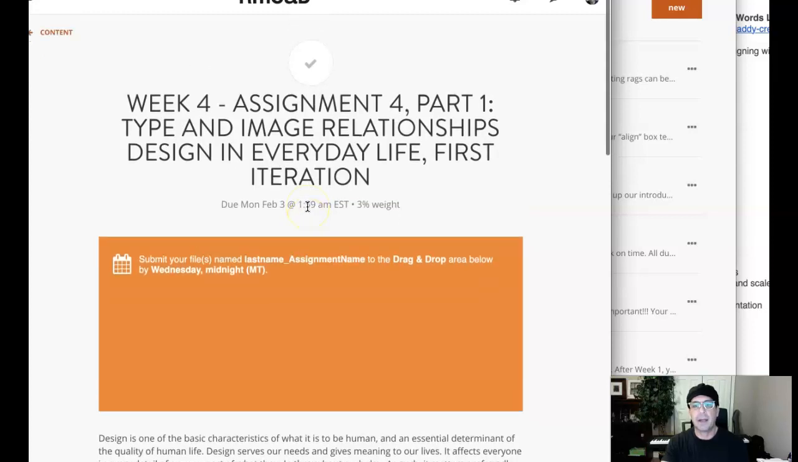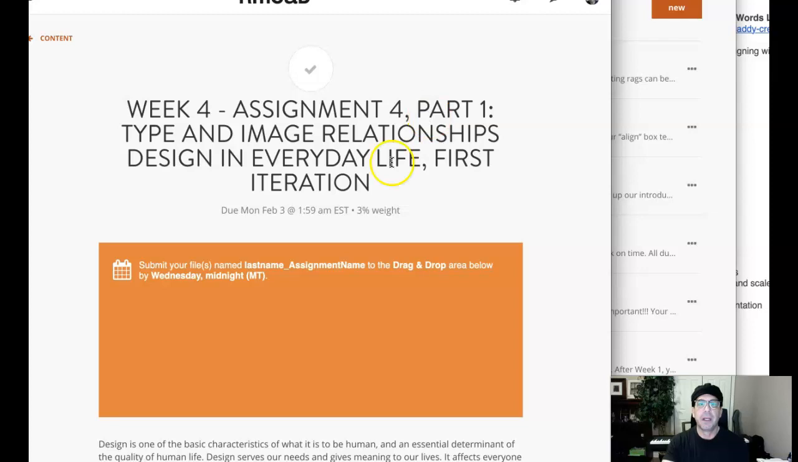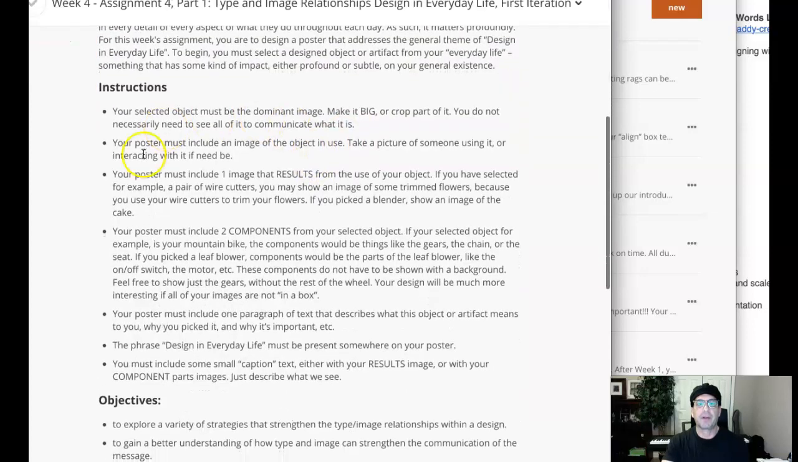Okay, guys, this video is kind of a tips and tricks on this week for assignment one, part one. And this is the type and image relationships, design in everyday life, first iteration. Now, this assignment, first thing I want to do is I want to talk about instructions.